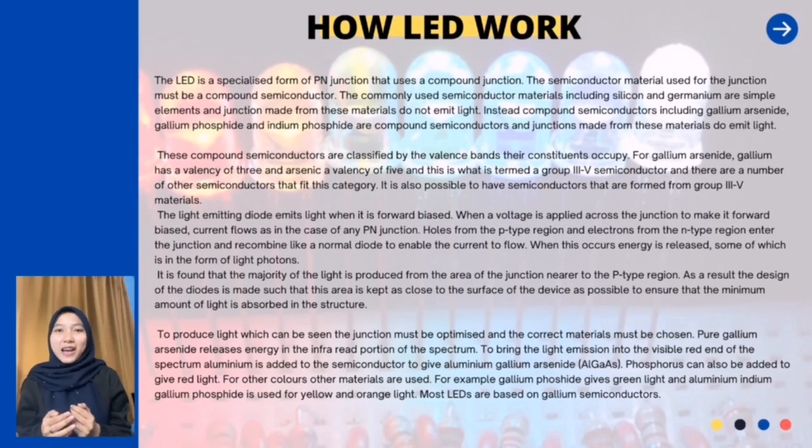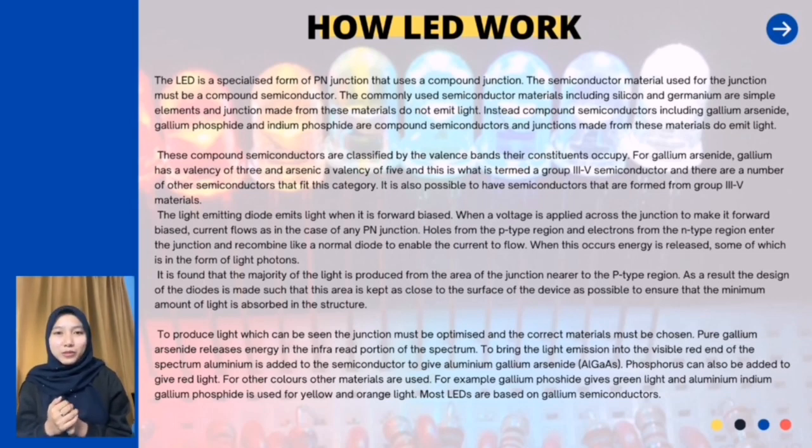Okay, how does an LED work? The LED is a specialized form of PN junction that uses a compound junction. The semiconductor material used for the junction must be a compound semiconductor. The commonly used semiconductor materials, including silicon and germanium, are simple elements, and junctions made from these materials do not emit light. Instead, compound semiconductors including gallium arsenide, gallium phosphide, and indium phosphide, and junctions made from these materials do emit light.